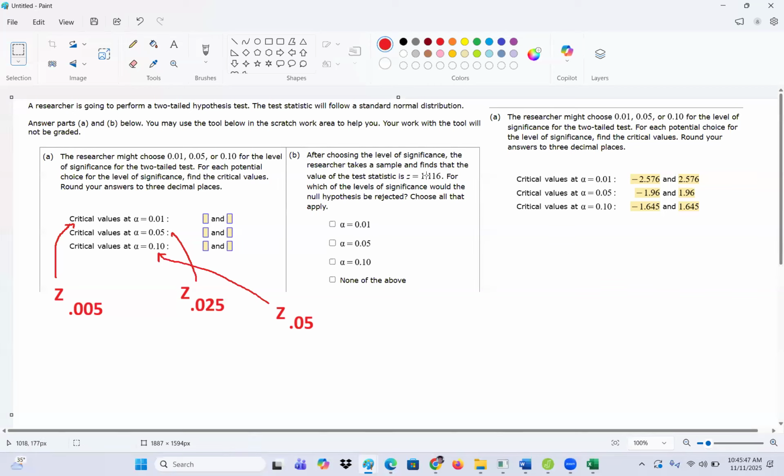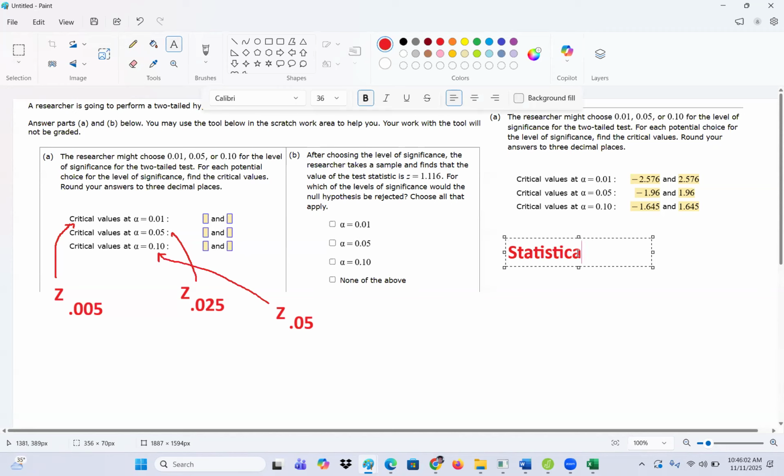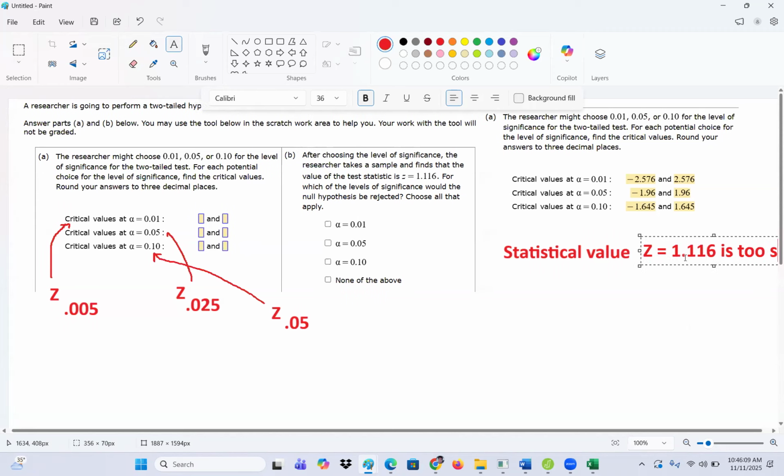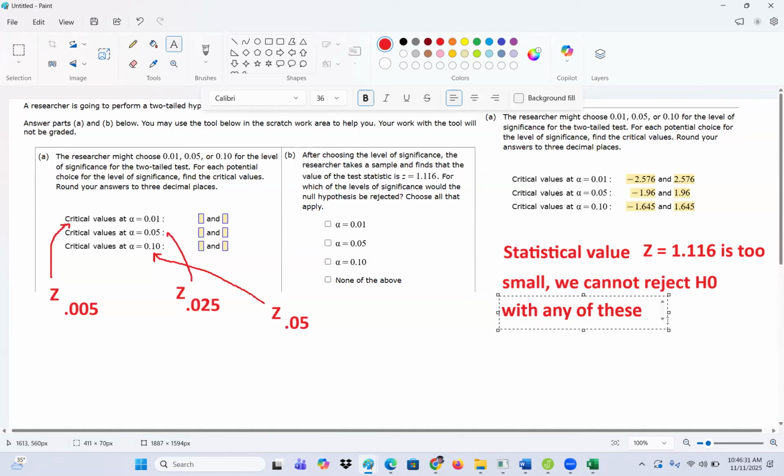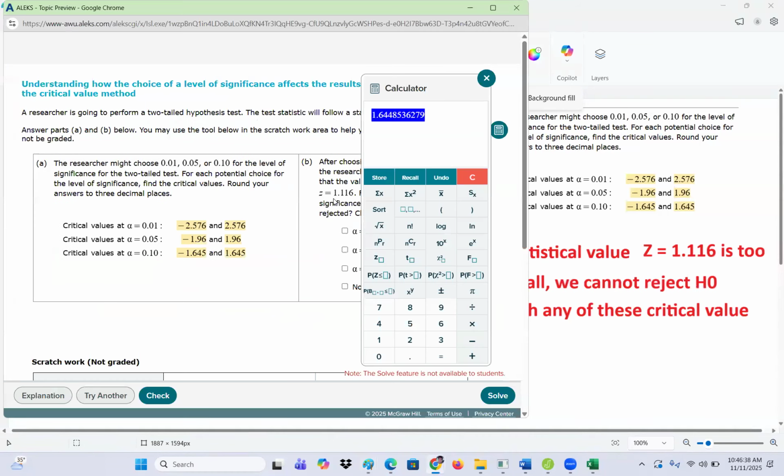All right, so the z-score that we found was 1.116, right? And then it's literally too small for that. It's too small compared to the statistical value. So very likely that we do not reject. We cannot reject H0 with any of these critical values. Okay, so apparently this has to be none of the above.